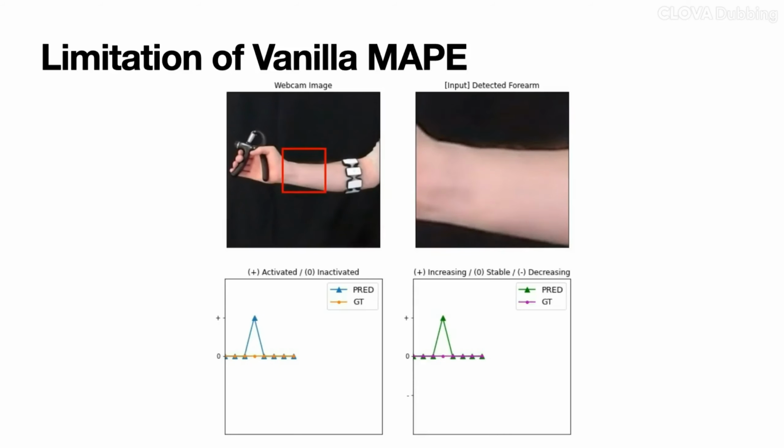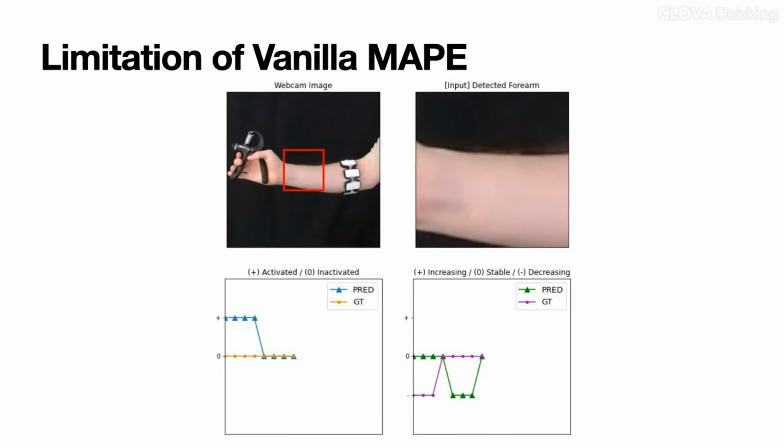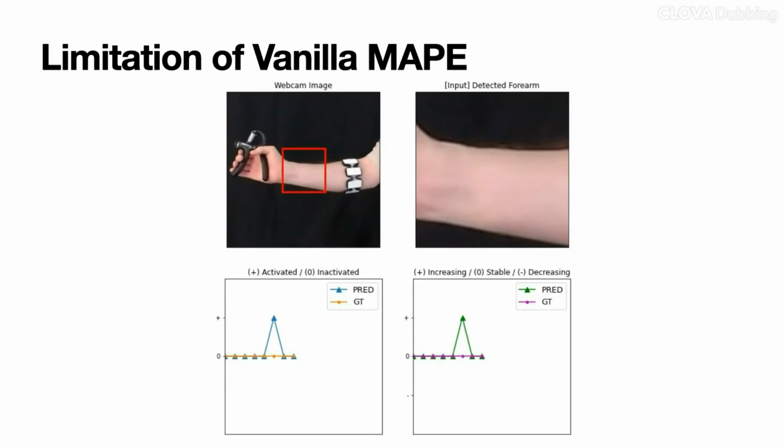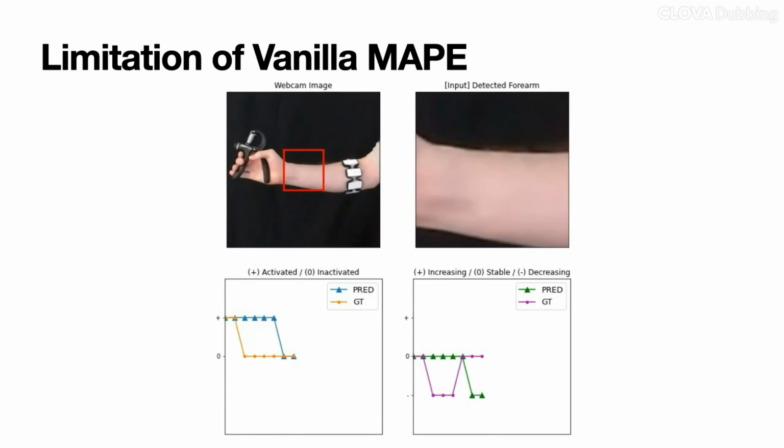However, a vanilla MAPE has low generalization performance. It is because the visual traits of human muscle are different from individuals, and the collected dataset cannot handle every situation or environment. To overcome this issue, we propose additional processes such as data augmentation and visual calibration.